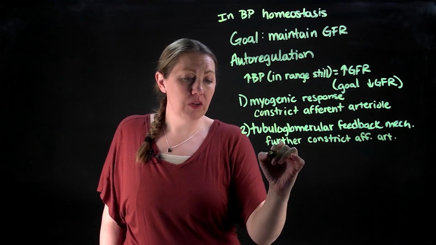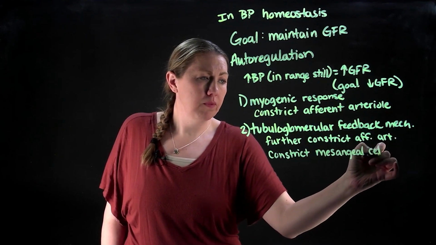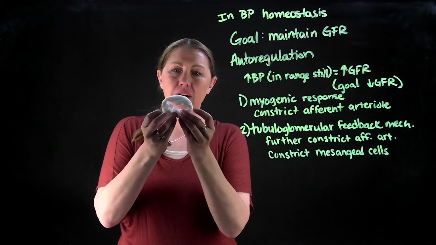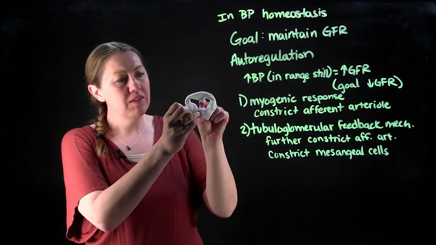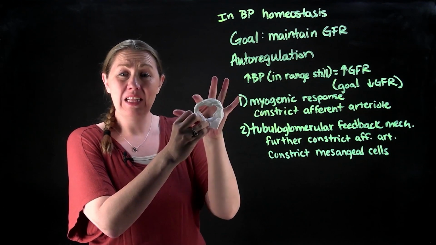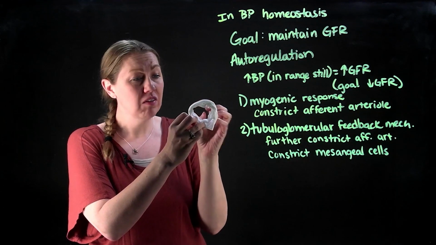But the other thing that we can do is we constrict the mesangial cells. Mesangial cells are the ones that are built into the loop. So we have the loops of the nephron built into the wall. And what we have inside of those loops are the cells, the mesangial cells. When they're relaxed, the loop stays nice and big, leaving the gaps between the podocytes, so the filtration slits, a little bit wider.